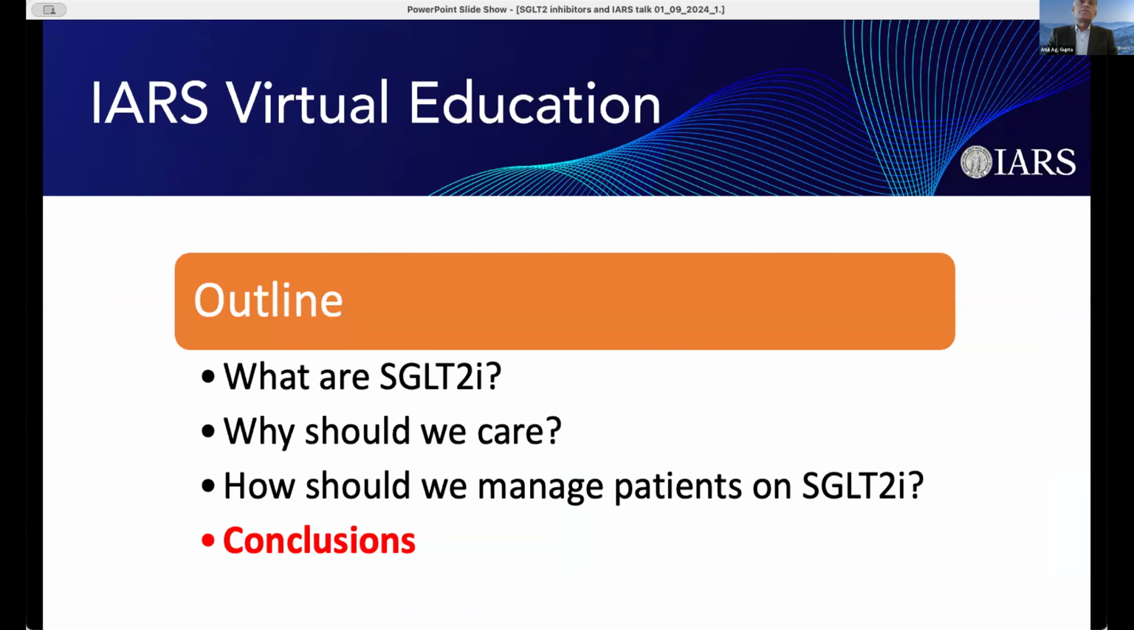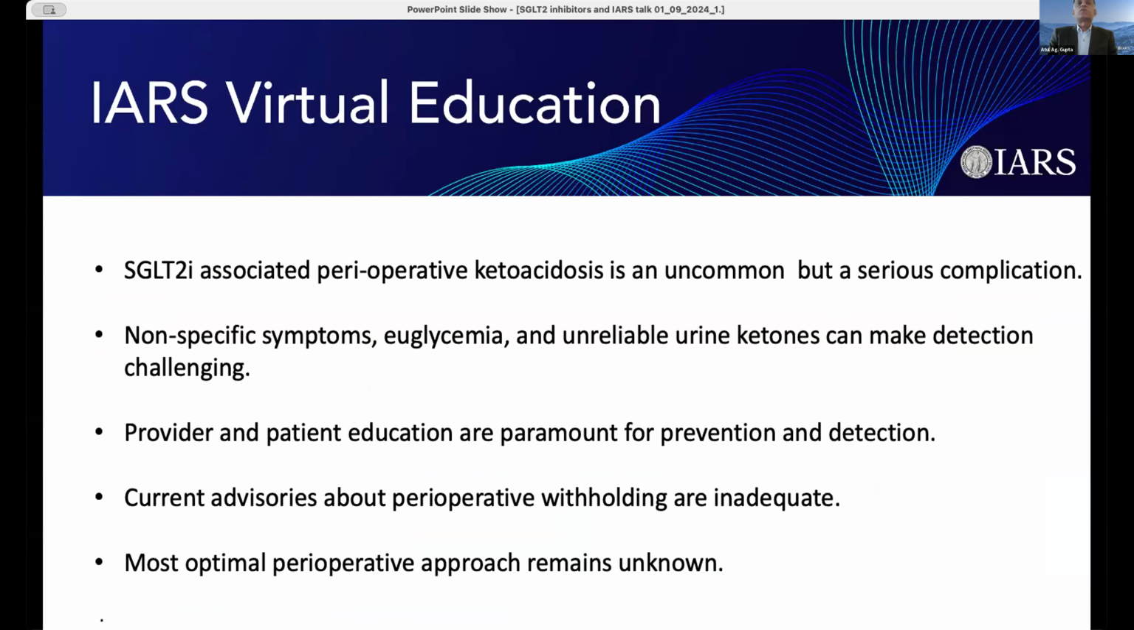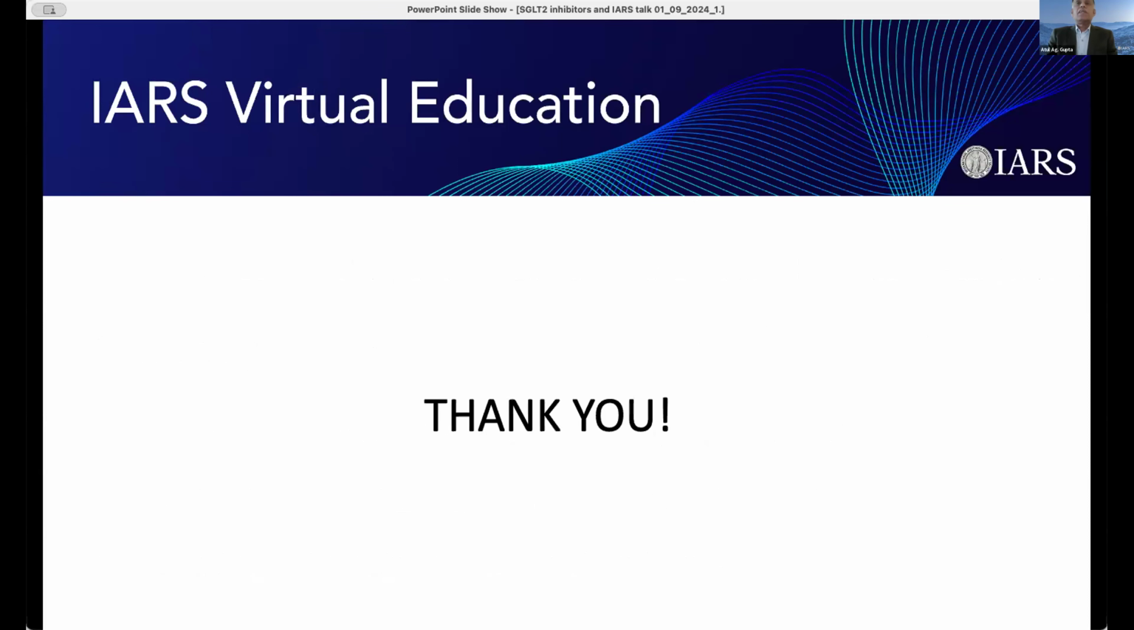So in conclusion, SGLT2 inhibitor-associated perioperative ketoacidosis is uncommon, but a serious complication. Non-specific symptoms, euglycemia, and unreliable urine ketones can make detection challenging. Provider and patient education are paramount. And current advisories about perioperative withholding are inadequate. The most optimal perioperative approach remains unknown. Next slide, please. Thank you.